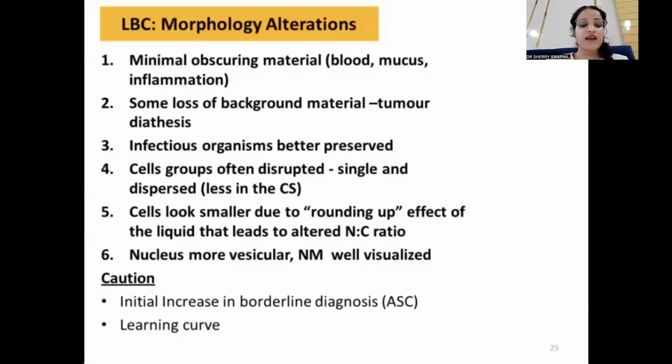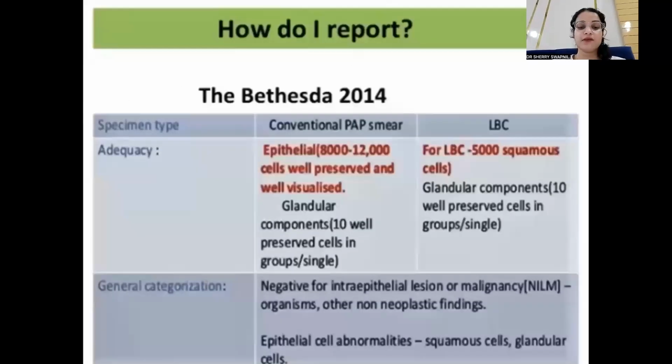So caution: initial increase in borderline cases, the rounding up effect of the cells, and obviously it's a learning curve. You have to get your eye accustomed to LBC preparation. Next slide, please. So how do we report? It's according to the Bethesda System 2014. So what is the adequacy criteria? For conventional pap smear, we require around 8,000 to 12,000 well preserved and well visualized cells, and for LBC we require just 5,000 cells.